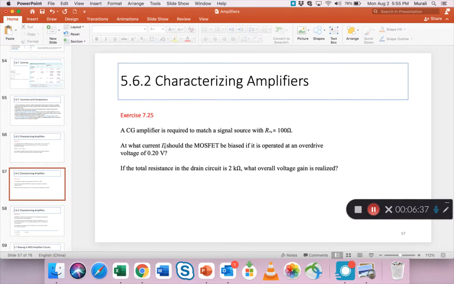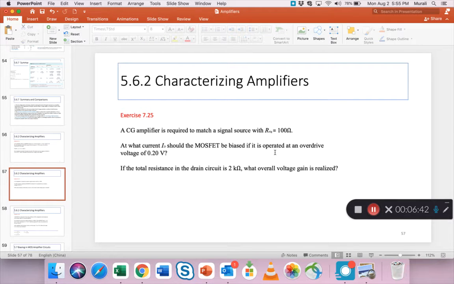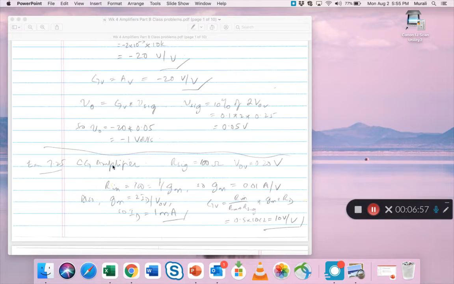So at what current ID should the MOSFET be biased if it is operated at an overdrive voltage of 0.2? So VOV is 0.2. If the total resistance in the drain circuit is 2 kilo ohms, what overall voltage gain is realized? So pretty simple. For a CG amplifier, R signal is given to be 100 ohms, VOV is given to be 0.2. So Rin is 100, which is 1 by Gm. So Gm, the transconductance, is 0.01, right? Which is just 1 by 100.